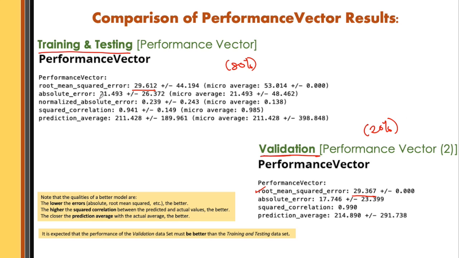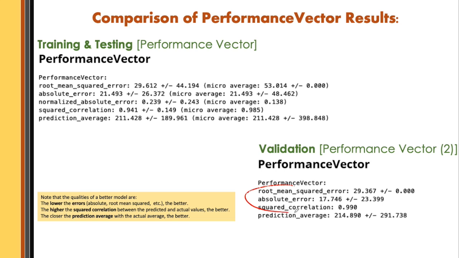As for the absolute error, we have 21.493 for the training and testing dataset, while 17.746 for the validation dataset. So the absolute error is lower in the validation dataset, which shows that the validation dataset is better using the absolute error as the criterion. And lastly, for the squared correlation, we have 0.941 for the training and testing dataset and 0.990 for the validation dataset. Since the squared correlation of the validation dataset is higher, it shows that the validation dataset is better when it comes to the squared correlation. So these results show that using these three criteria, the validation dataset performed better as compared to the training and testing dataset.